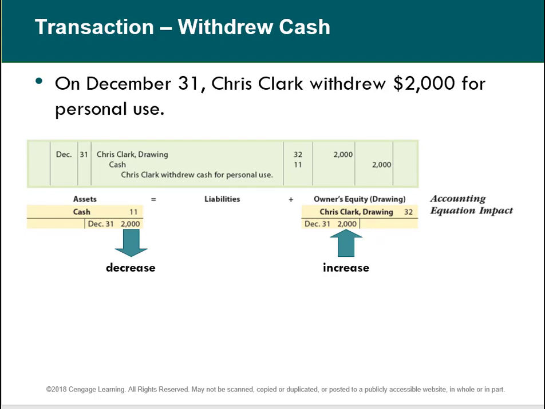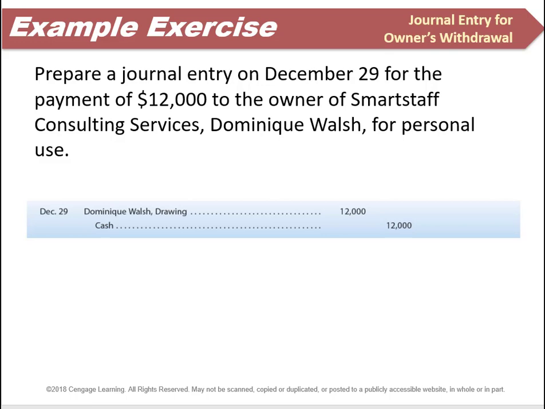And finally, Chris Clark withdrew $2,000 from the business. Now you know that cash is going down, so credit cash. And then you're going to increase the drawing account, and the drawing account increases with the debit by $2,000. Okay, decrease cash and increase drawing, but we're actually decreasing owner's equity because it's a negative account.